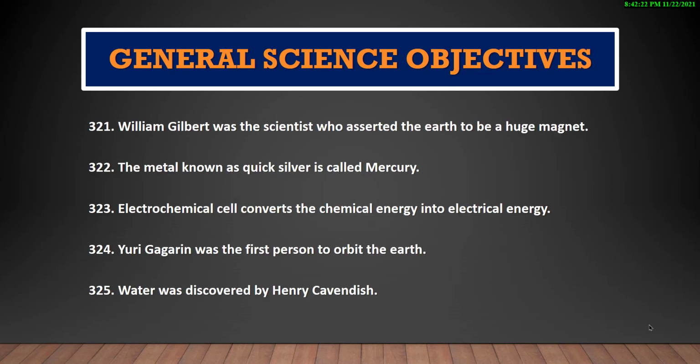William Gilbert was the scientist who asserted the Earth to be a huge magnet. The metal known as quicksilver is called mercury. Electrochemical cell converts the chemical energy into electrical energy. Yuri Gagarin was the first person to orbit the Earth. Water was discovered by Henry Cavendish.